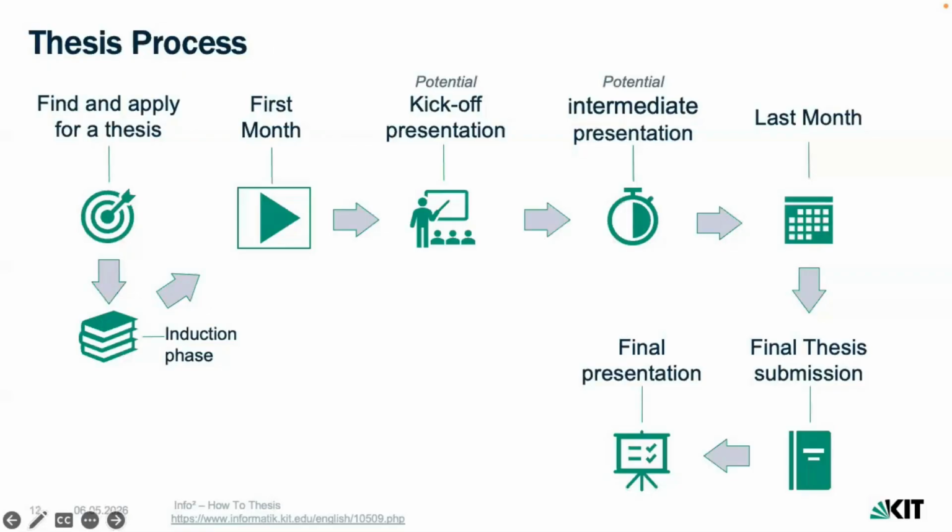Okay, now I'm going to show you a little flow chart on how the thesis process can work. First of all, you have to find and apply for a thesis, which means you find a topic, you contact the supervisors or the secretary for that person. Then there's an induction phase where you start working into the topic. If you know what you're doing, what is expected of you, what will you have to do? This will also be done in the first month, and then come some optional things like a kickoff presentation or an exposé presentation.